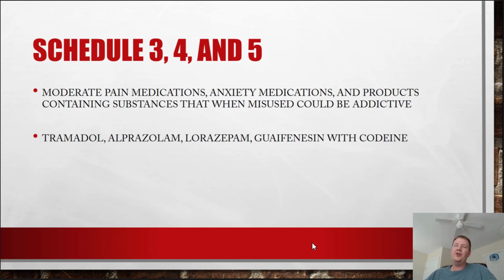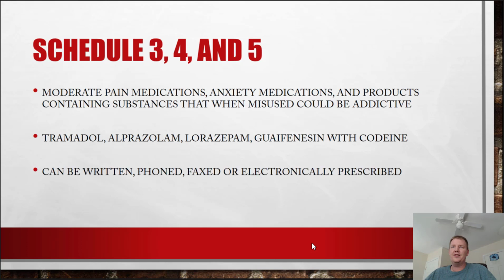Guaifenesin with codeine is actually used for cough, but codeine is also by itself or with Tylenol used for pain. You might have heard of Tylenol number 3. That's just acetaminophen with codeine. While acetaminophen with codeine is a higher schedule medication, a Schedule 3, guaifenesin with codeine is a Schedule 5. So the schedule has a lot to do with the intended use of the medication. However, because it contains codeine, it's still scheduled. So a medication used for cough could technically be scheduled, like in this instance.